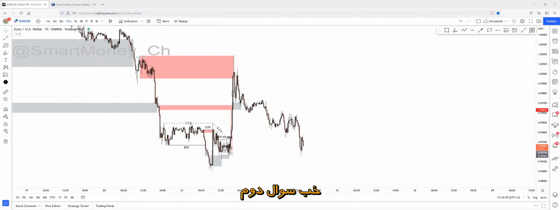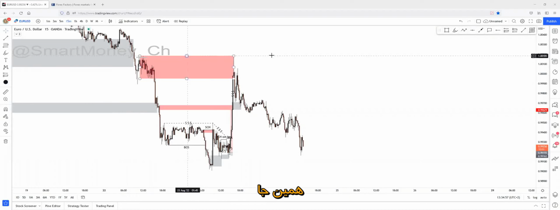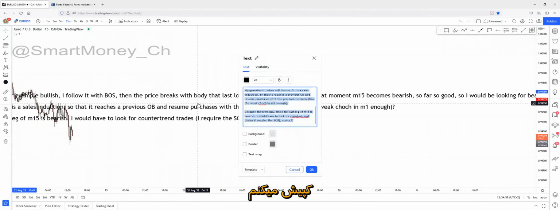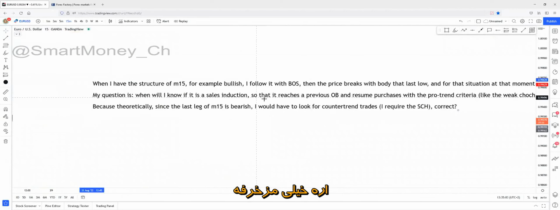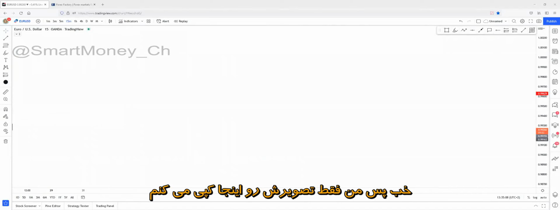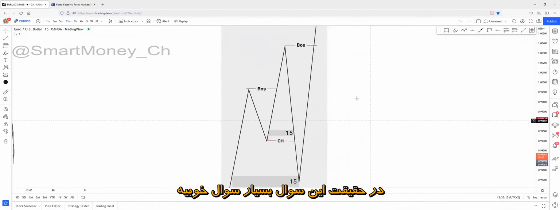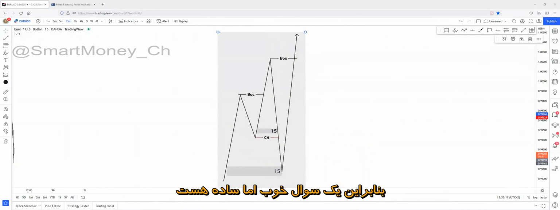So, second question, because we have to be quick. When I have a structure of 15 minutes, I'm just reading Pew's question, and I will copy it here. Oh no, this looks bad. Okay, never mind. So I'm just copying his picture, and actually this question is really good and really simple at the same time.